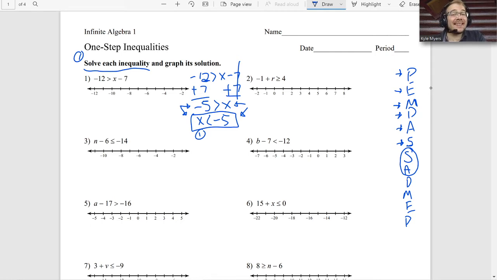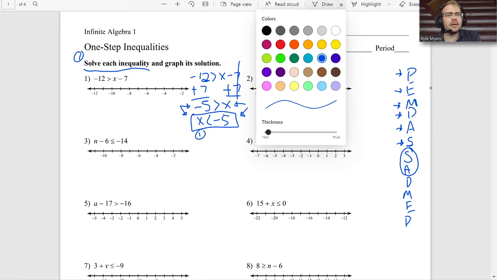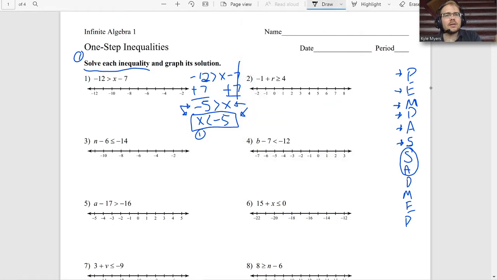X is less than -5. If it doesn't have the or equal to bar underneath the inequality, so underneath the less than or greater than, if it does not have the bar, then you put an open circle. So if it's this or this, then I do an open circle. If it's this or this, then I do a closed circle.